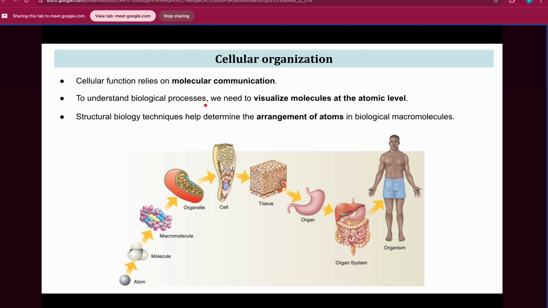To understand biological processes, we need to visualize the molecules at atomic levels. To understand the proper functionality inside an organism, we need to move back to the smallest unit, which is the atom, and gain an understanding of those small units to understand the different biological processes which are taking place. Structural biology techniques help us to determine the arrangement of atoms in biological macromolecules. If we can study them, then we will be able to visualize a clear picture of how the different functions are brought about inside the human body or inside an organism.